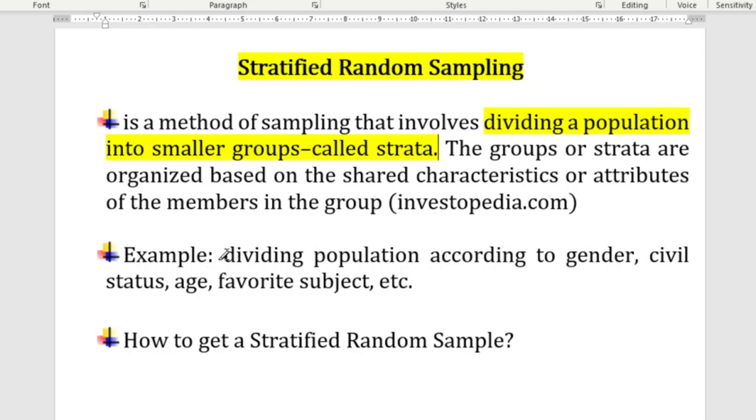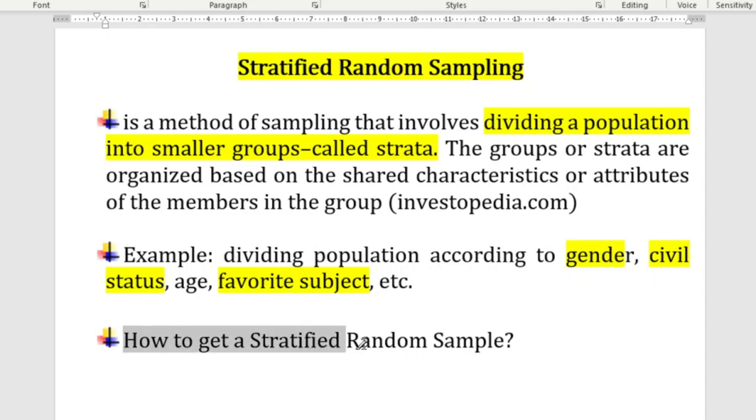Now, examples of this are dividing a population according to gender, male or female; civil status, single, married, widowed, separated; age, it could be 18 years old and below, 18 to 25 years old, and other age ranges. And we have our favorite subject, it could be English, math, science, and others. That is what stratified random sampling is.